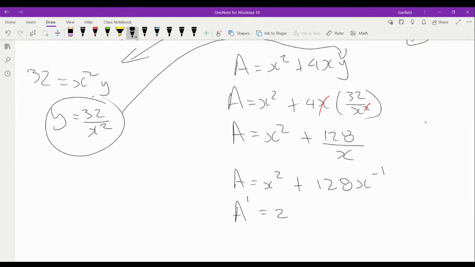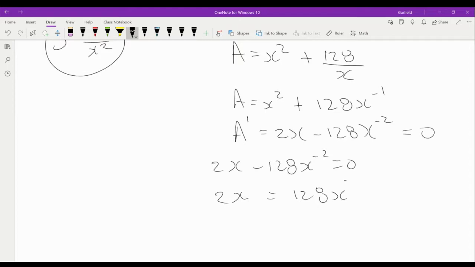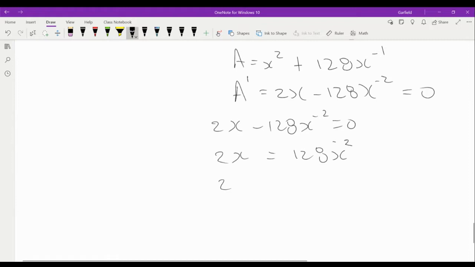So A prime is equal to 2x minus 128x to the negative 2. We're going to set that equal to 0 and solve it. So 2x minus 128x to the negative 2 is equal to 0. Or 2x is equal to 128x to the negative 2, my bad. 2x is equal to 128 over x squared.